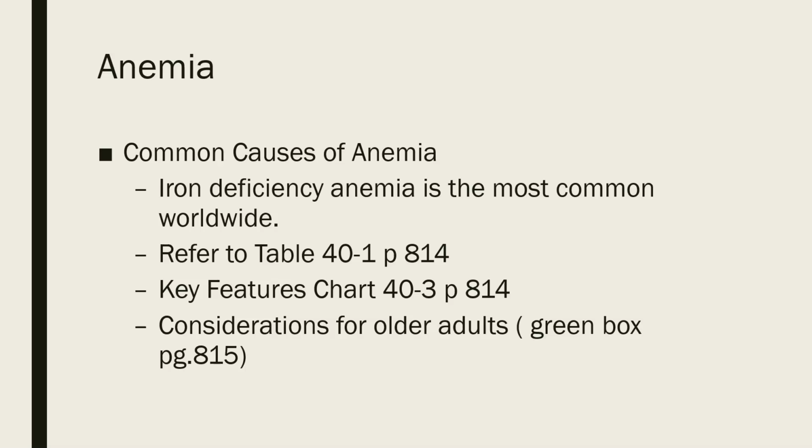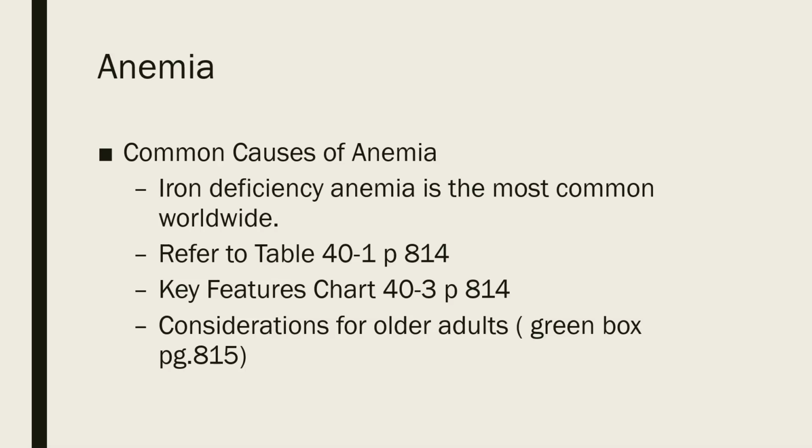All right, guys, let's start back with anemia. Again, we're in chapter 40. Anemia is a clinical indicator, not a disease. Okay, so remember that anemia is a clinical indicator, not a disease. Common causes of anemia: iron deficiency anemia is the most common worldwide. Refer to table 40-1 on page 814 to look at the different types of anemias.